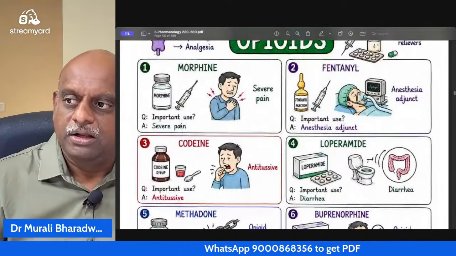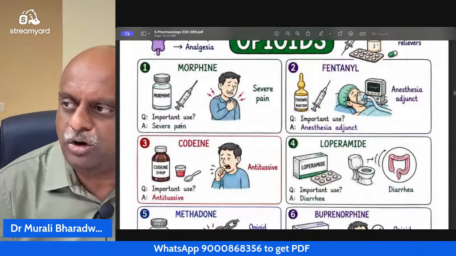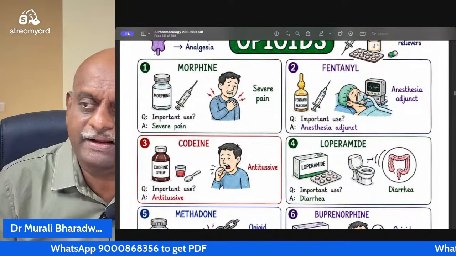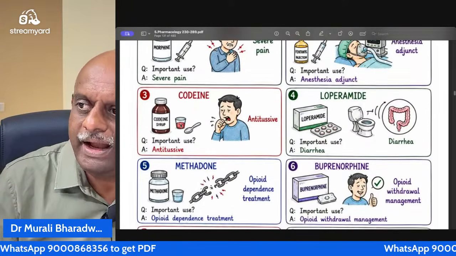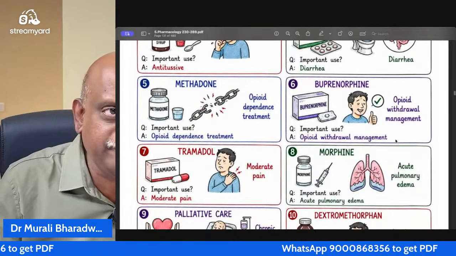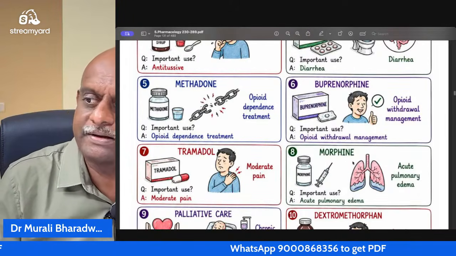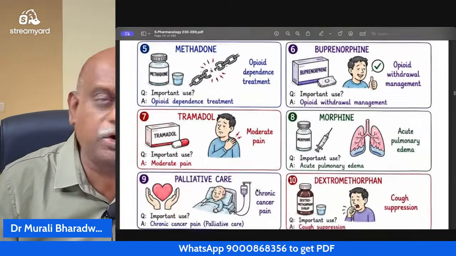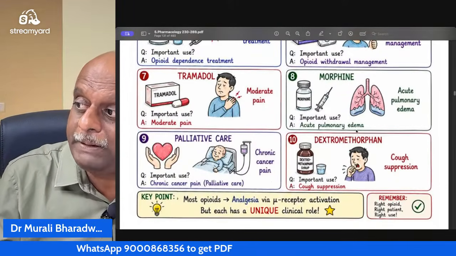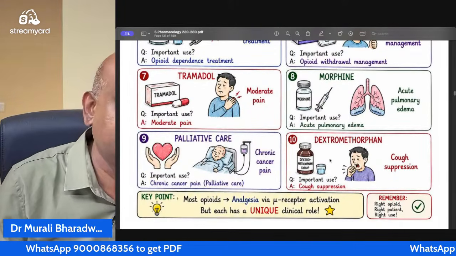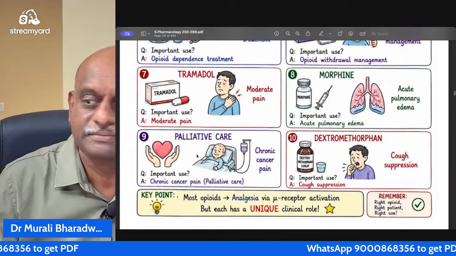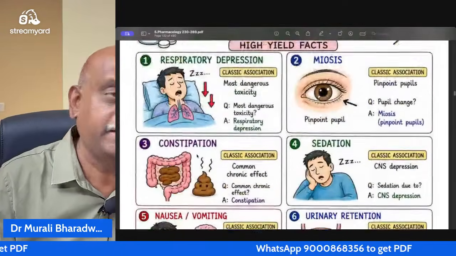Now, doctor, severe pain, morphine. Anesthesia, we may use fentanyl. Antitussive is codeine. Buprenorphine for opioid withdrawal management. Tramadol, moderate pain. And acute pulmonary edema, we may use morphine. Dextromethorphan for cough suppression. So that is what we need to remember.